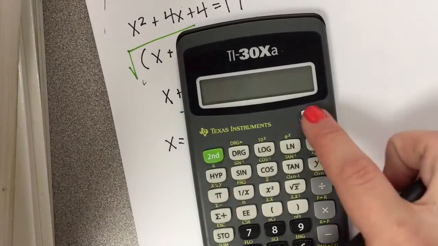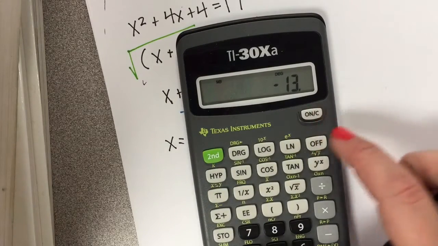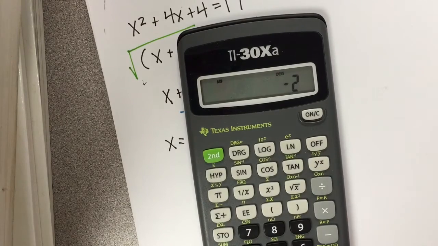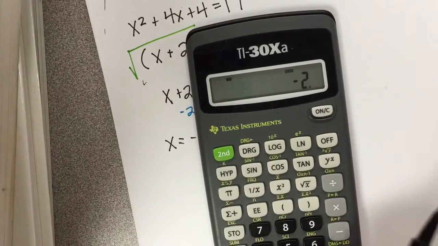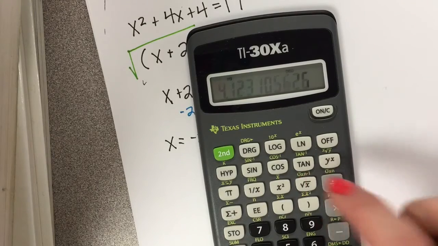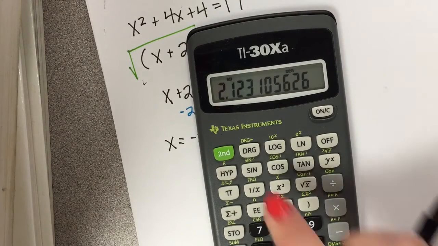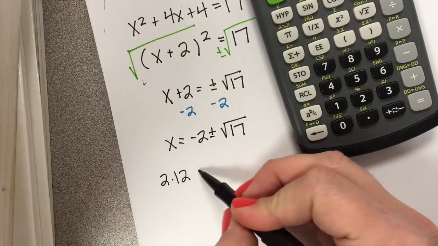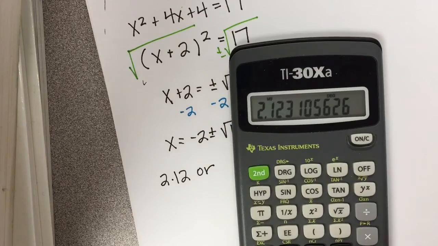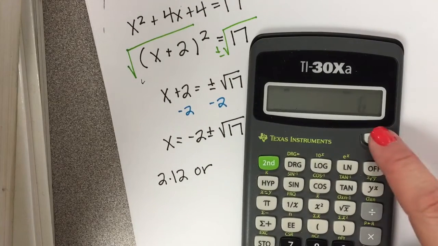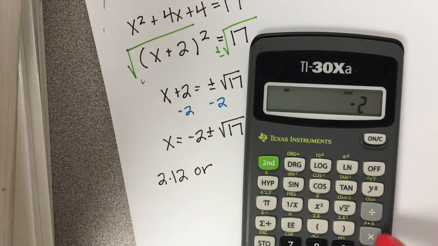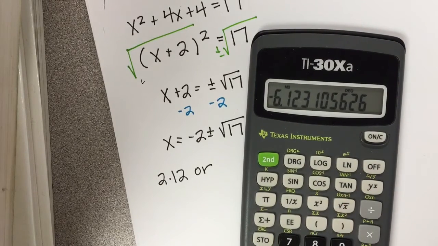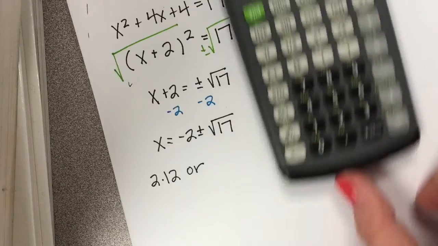So I'm just going to type in on here, let's see, clear it off. So -2 plus the square root of 17 gives me 2.12. Or I can type in, let me clear it, -2 minus the square root of 17 equals -6.12.